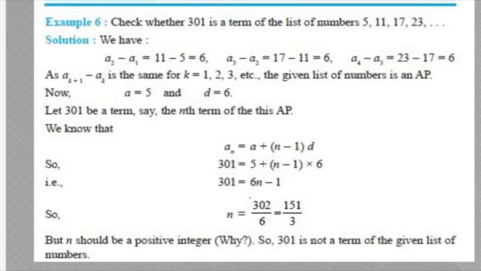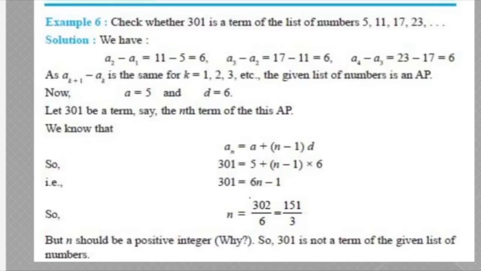It is not mentioned in the example that the numbers are in AP. We are just given this is the list of numbers. So let us calculate the common difference for consecutive pair of terms. Now 11 minus 5 is 6. 17 minus 11 is again 6. 23 minus 17 is again 6. So A2 minus A1 is 6, A3 minus A2 is 6, A4 minus A3 is 6.